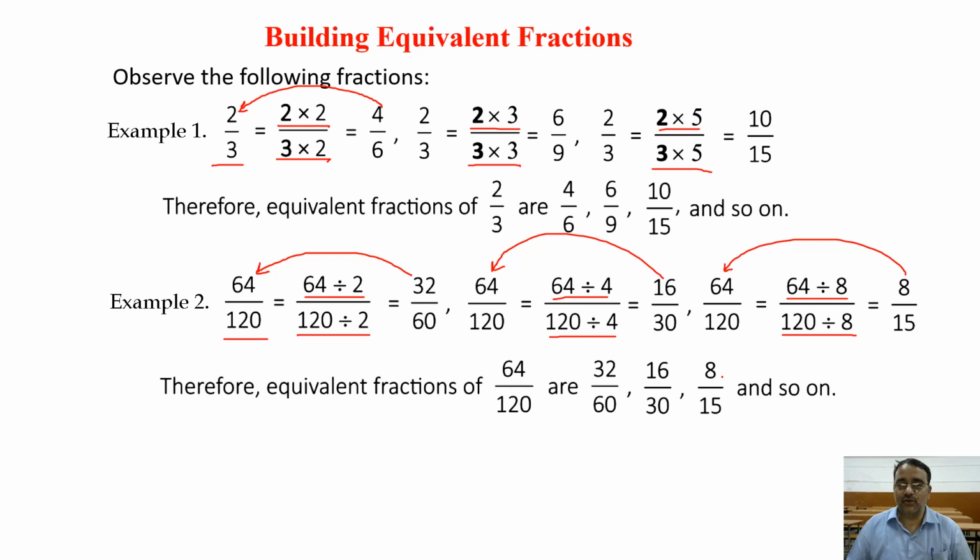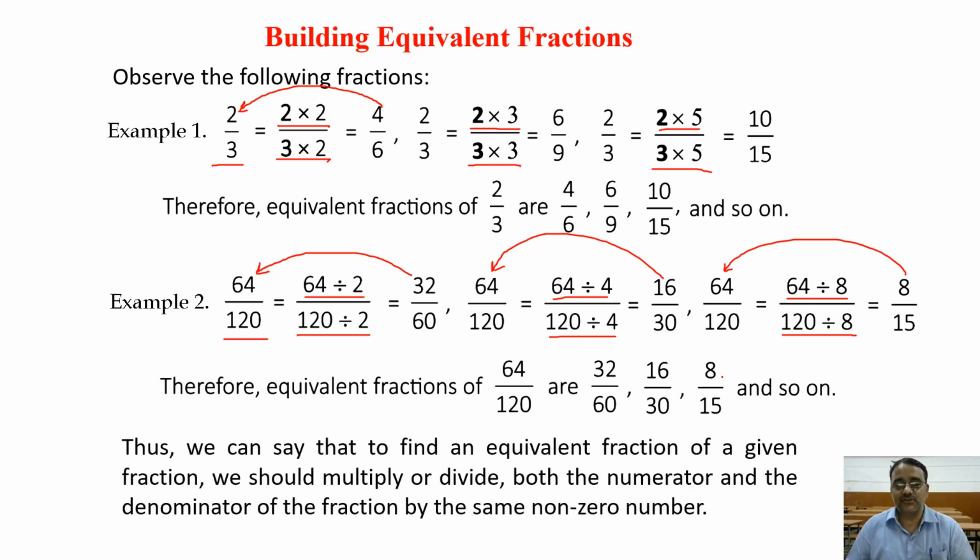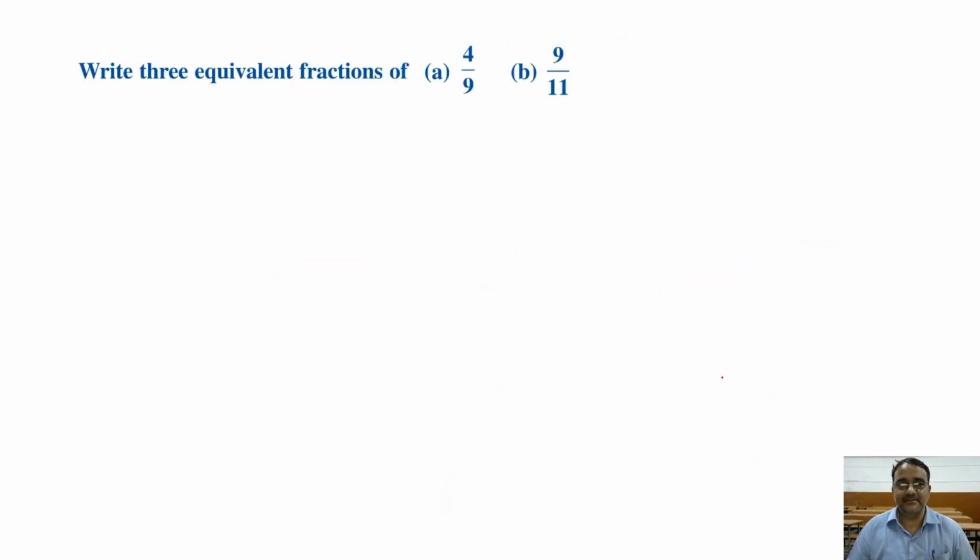Right? So what we did here, we divided the numerator and denominator by the same number. So thus we can say that to find an equivalent fraction of a given fraction, we should multiply or divide both the numerator and denominator of the fraction by the same non-zero number. ठीक है, जीरो से इंटू नहीं करना है, or same natural number we can say. Right. So now we are moving towards one example.